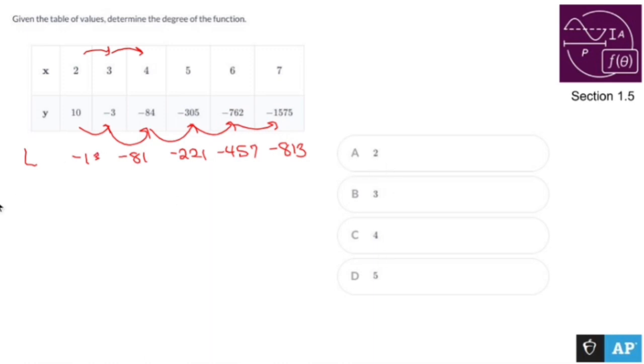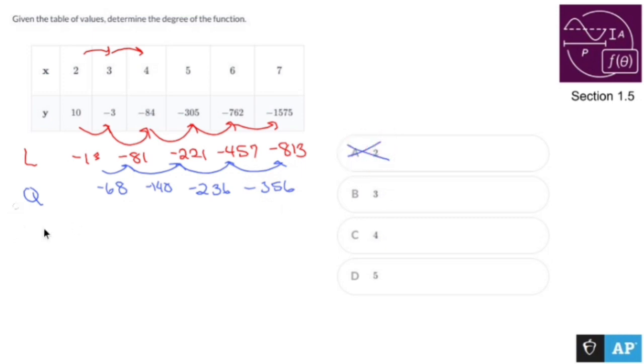So let's test to see if it's quadratic. Does the rate of change of the rates of change stay constant, or do these change too? So to get from -13 to -81, I subtract 68. To get from -81 to -221, I subtract 140, so it's not quadratic. To get from that number to that number, we subtract 236. And then from one number to the next, we subtract 356, making it not a quadratic.